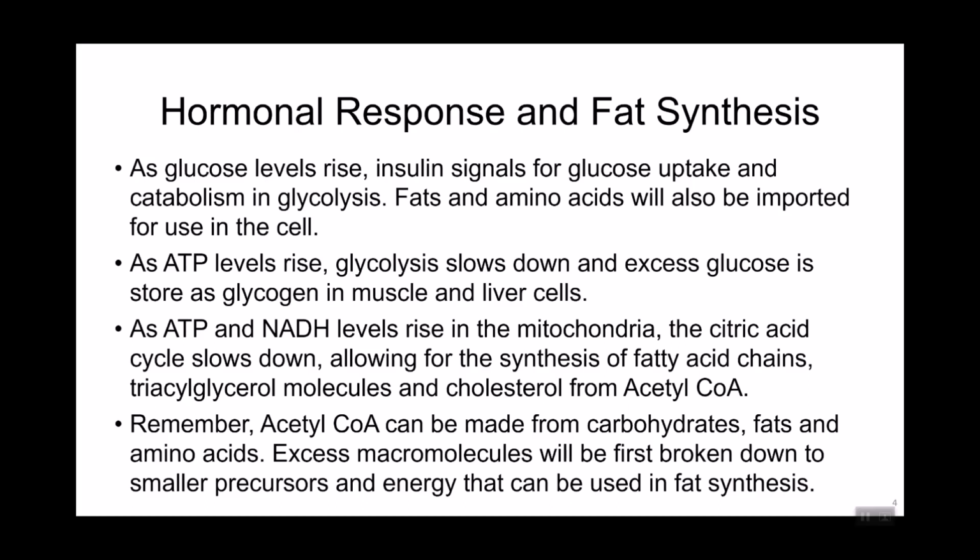Glycogen is a limited reserve, so we can also store some of these excess carbons as fat molecules, and this is all going to occur using acetyl-CoA. As the cell generates energy, remember ATP and NADH can inhibit the citric acid cycle, and this is going to allow the acetyl-CoA to instead be used for fat synthesis. So if you're consuming an excess of dietary macromolecules, so either carbs, fats, or proteins, if your cells don't need them for energy or to create other molecules in the cell, they will get broken down to acetyl-CoA, which is going to be the precursor for fat synthesis.